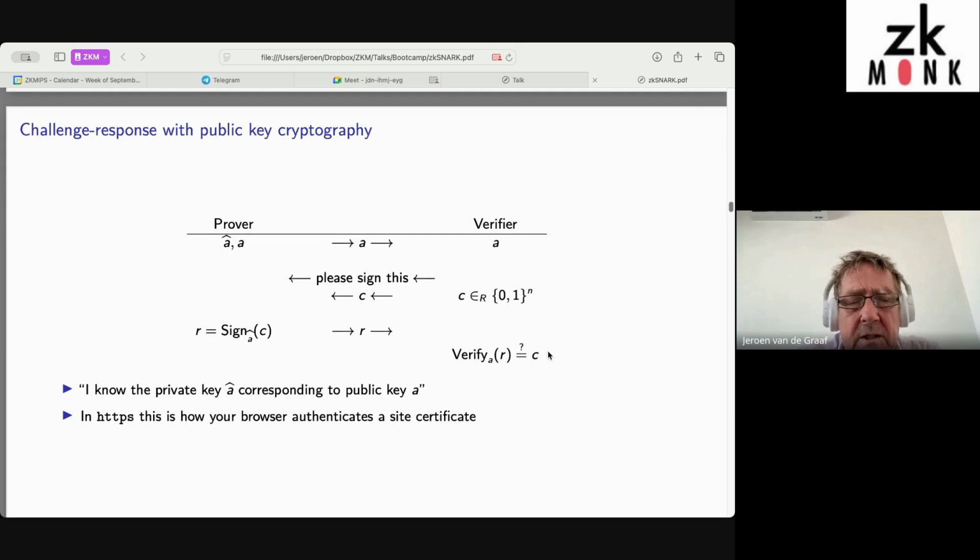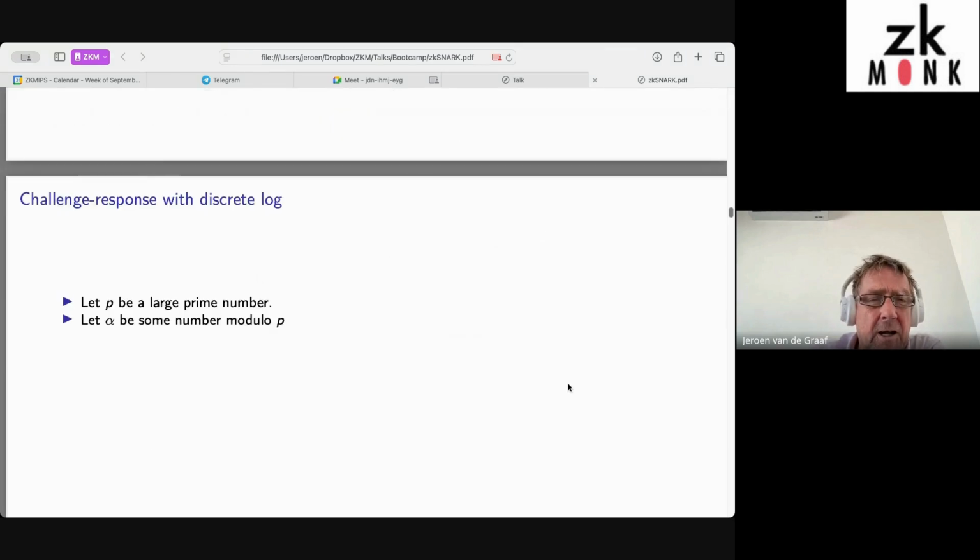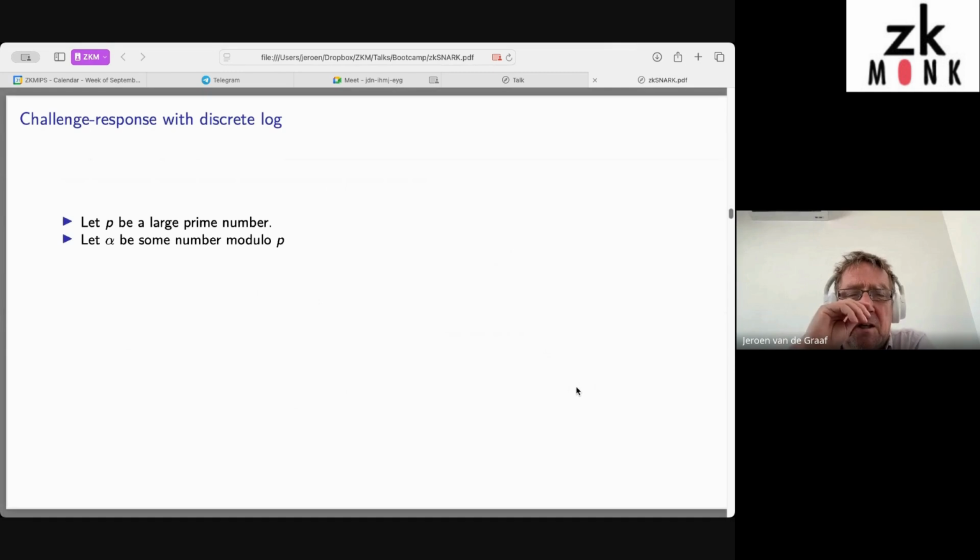So this is how SSL works. It's only one of the many sub-steps inside the SSL protocol, but essentially the verification of browser certificates works exactly the way I presented to you. Now, instead of using RSA, we can do a similar thing using a discrete log protocol. I'm showing this example because it will give us a very clear example of a zero knowledge protocol.